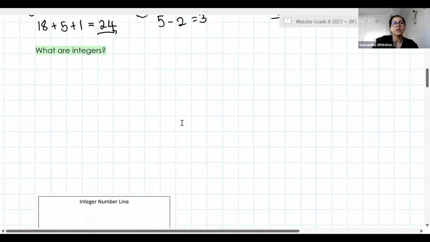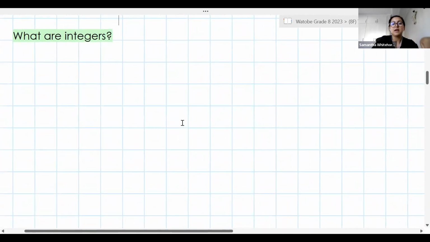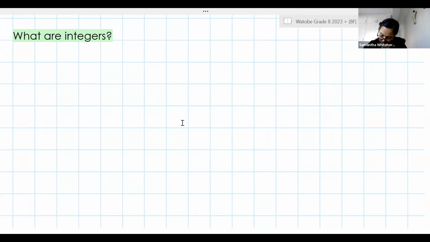Let's have a C. Can anyone tell me, and at this point, I'm fine if you raise your hand or you can just use the chat. Can anyone tell me what an integer actually is? You can type it out in the chat or you can raise your hand to tell me. What is an integer? Nonjabulo, what is an integer?